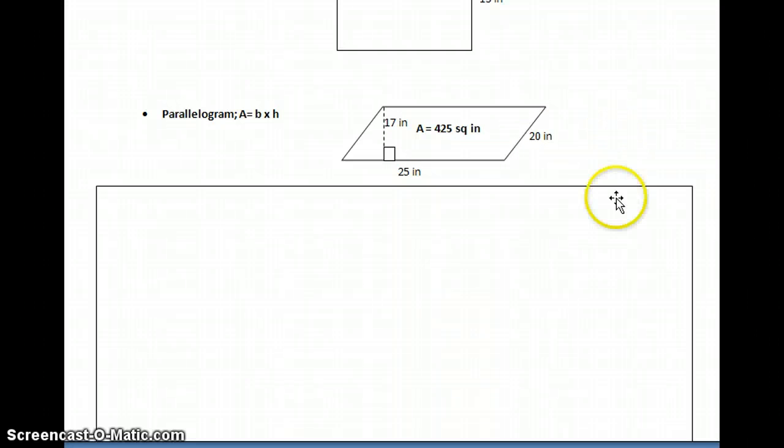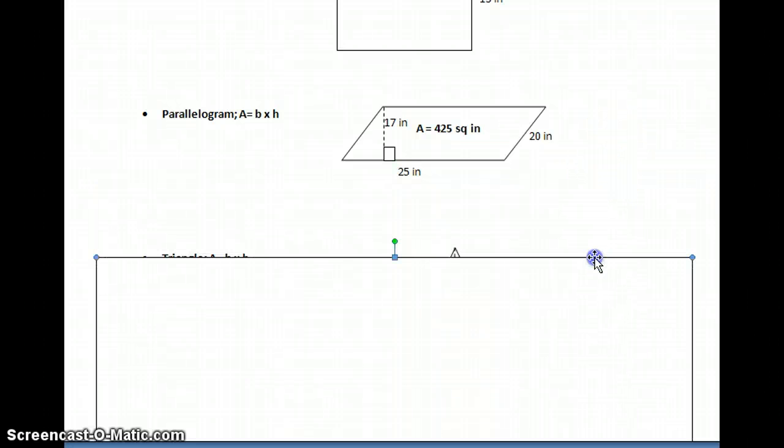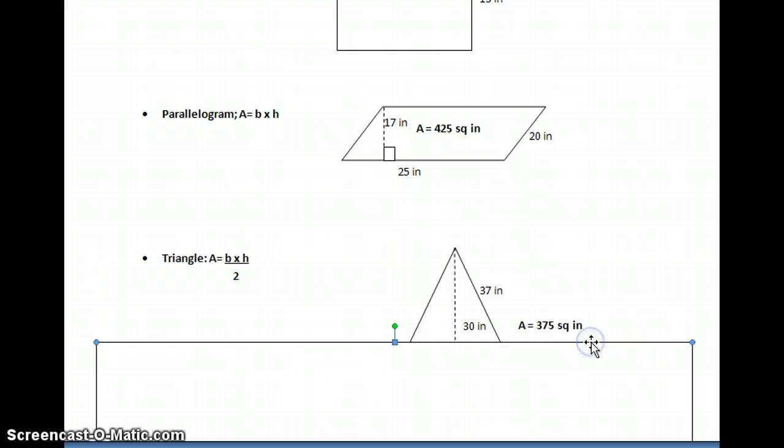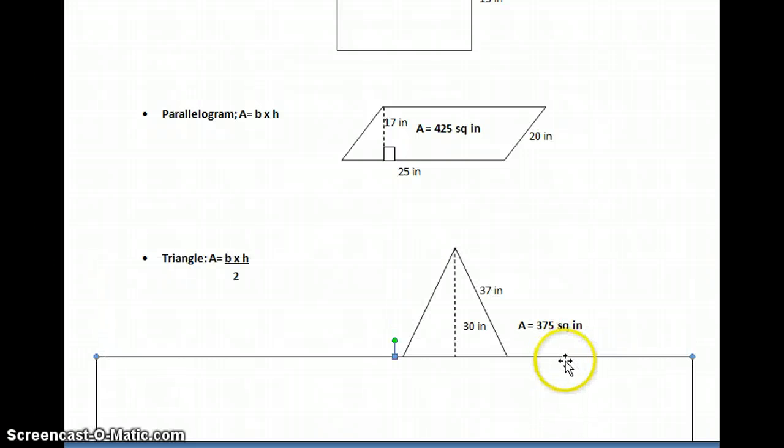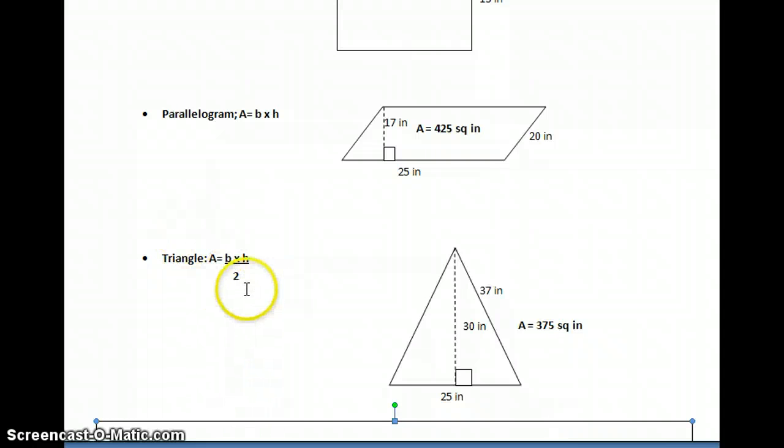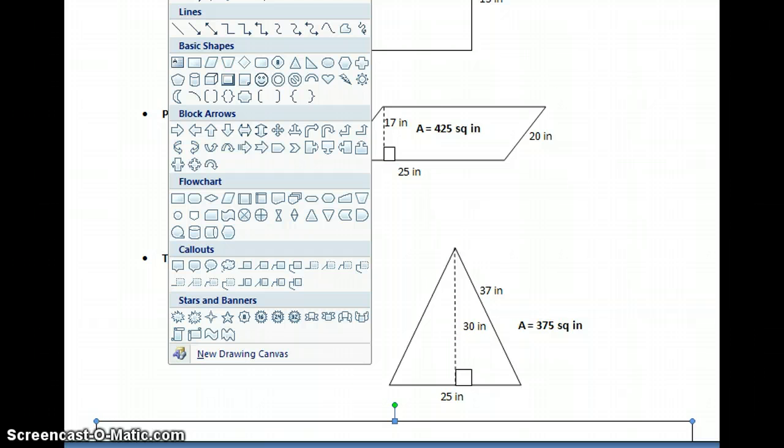Now, our third polygon is a triangle, and we'll come down to the bottom here. And notice the formula for a triangle changes. The area is base times height, then divided by 2. The reason is that a triangle is actually half of a rectangle. So you'll always be given a dotted line, unless, of course, you have a figure such as this.